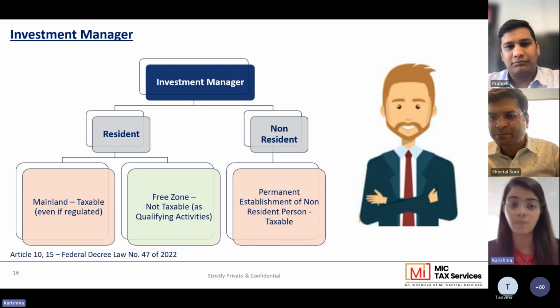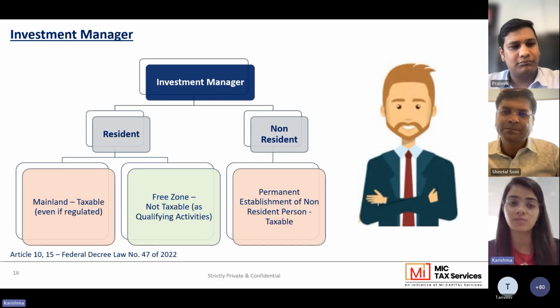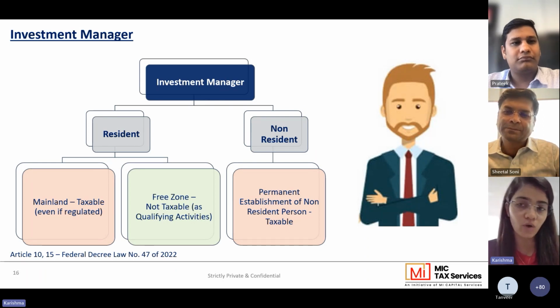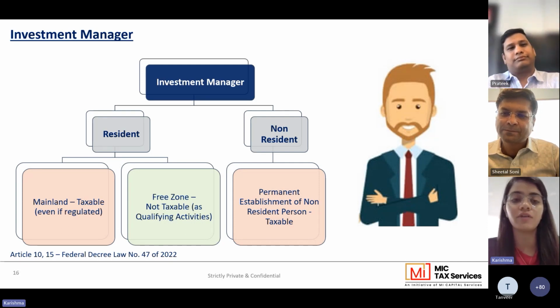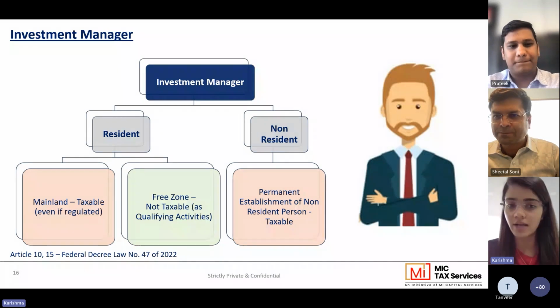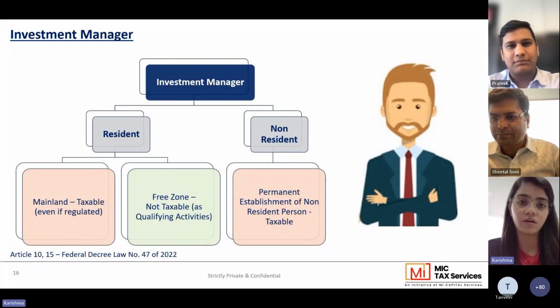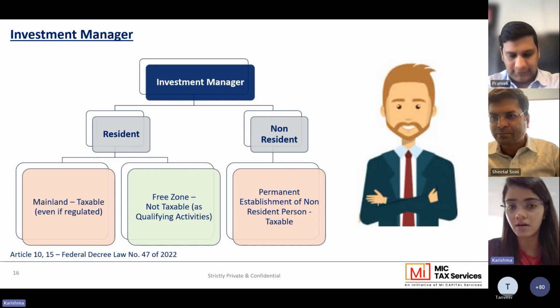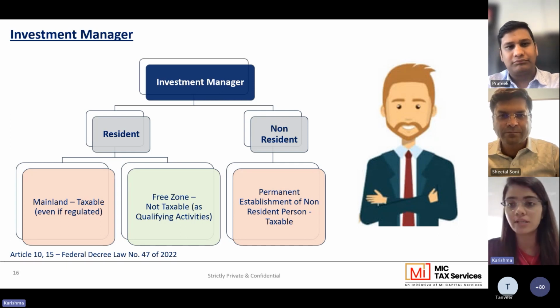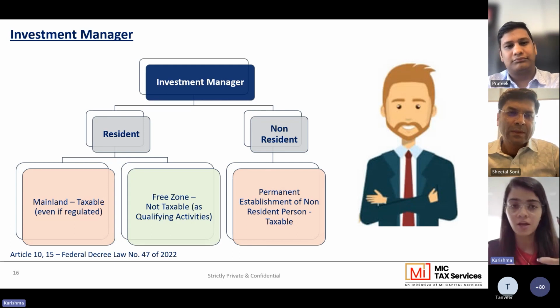So if you are an investment manager located in these free zones, you won't come under non-taxability as per the normal law language. But yes, it has been specified under the qualifying free zone person that the investment or fund management activities would qualify as qualifying activities. So once the fund manager activities are qualifying activities, they will be considered qualifying income, and by that view of the law you would qualify for the exemption and won't be liable to pay any taxes on that income. So an investment manager in a free zone won't be liable to pay tax.